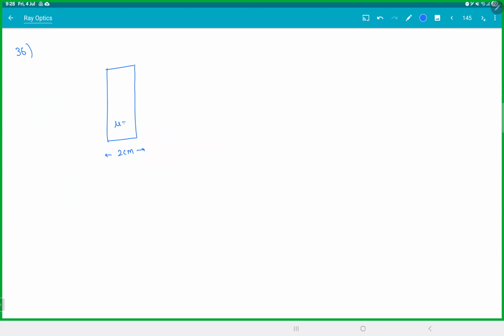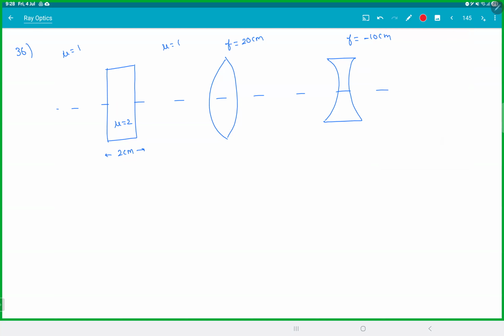We got a slab, mu is equal to 2. We got a lens. Then this is 20 centimeters. This is -10 centimeters. Outside is 1. This is the object here. This is 31 centimeters. This is 20 centimeters. Find the final image.